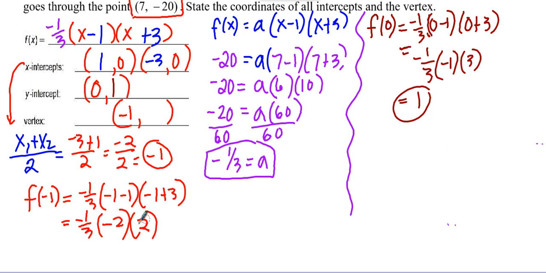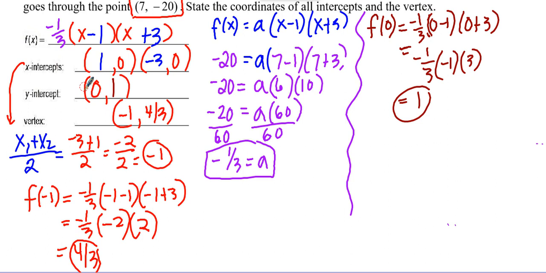So we have 2 times 2 is 4, divide by 3. So I have 4 over 3 for my vertex, or you can say 1 and 1/3, it doesn't really matter. So that's how it's done.